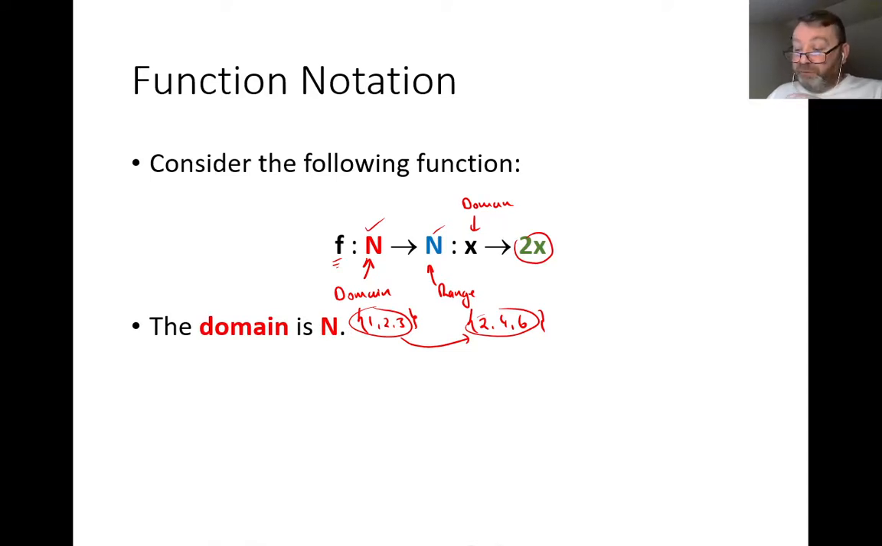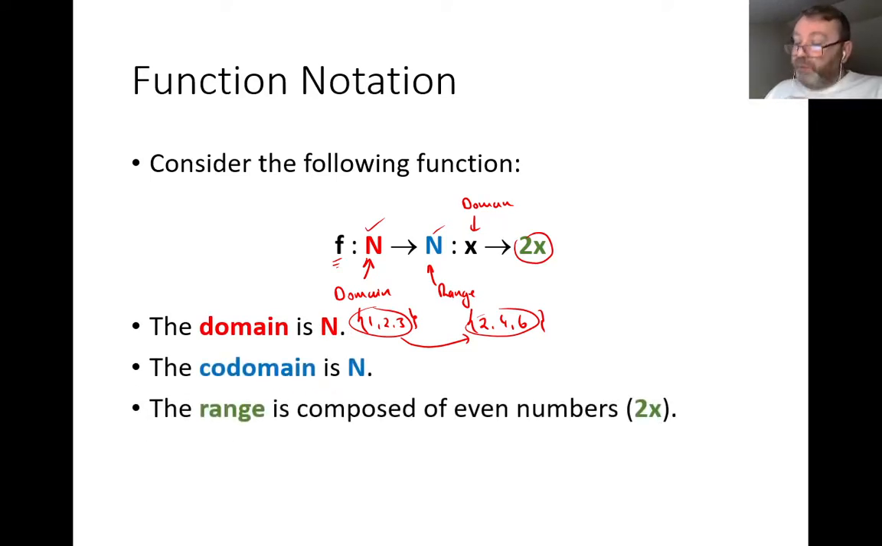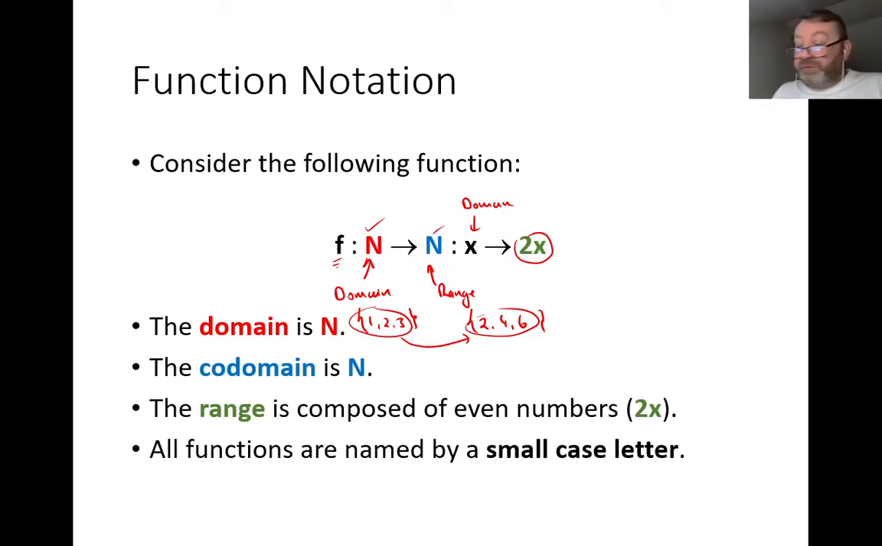So the domain is N, as we said already. The codomain is N. The range is composed of even numbers, 2x. Now what that means is that when you take any value, and you'll notice when you multiply anything by 2, it becomes even. Okay, so 1 becomes 2, 2 becomes 4, 3 becomes 6, and so on. All functions, as I told you already, are named by a small case letter. So the function is going to take natural numbers from my domain. It's going to also generate numbers that are natural in my range, or in this case here, my codomain, if they're all the possible outputs, by taking the values from your domain and multiplying them by 2.